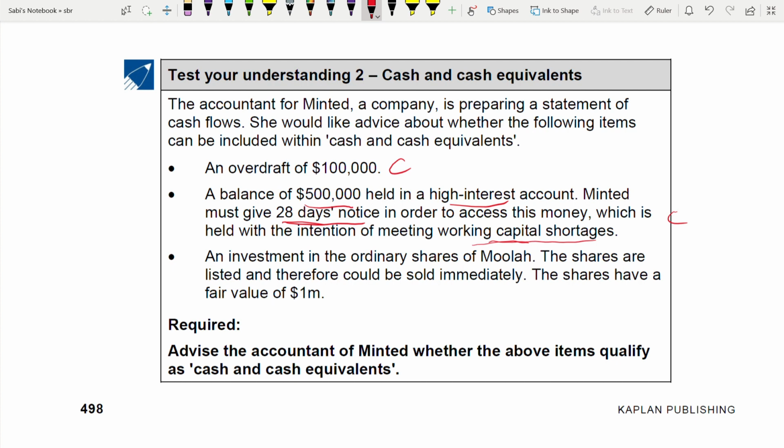Next, third one, an investment in ordinary shares. The shares are listed. They can be sold immediately. Shares have a fair value of 1 million. Immediately you will know it is not cash or cash equivalent the moment you read ordinary share, because we told investment in equity is excluded. They fall under investing activity. If you are making an investment in the ordinary shares of a company, they fall under investing activity rather than cash or cash equivalent, because shares cannot be cash equivalent. And also there is a significant risk that the value of the shares will change, isn't it? There is.